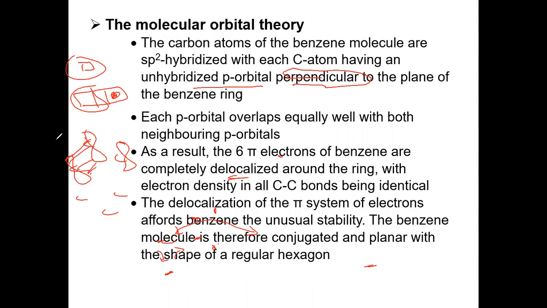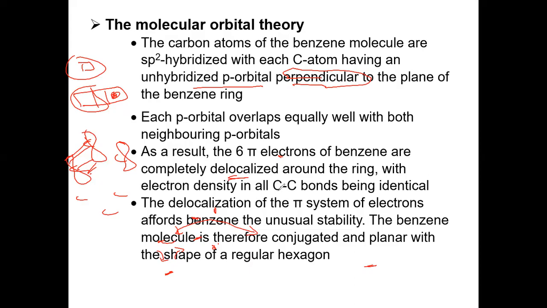We are saying that the 6 pi electrons of benzene are completely delocalized around the ring, with the electron density all over, all the C-C bonds being identical. Because they are delocalized, the electron density in all the carbon bonds is equal. So it doesn't surprise us if we get the bond properties being the same, right? Because the electrons are delocalized because of the ring system.